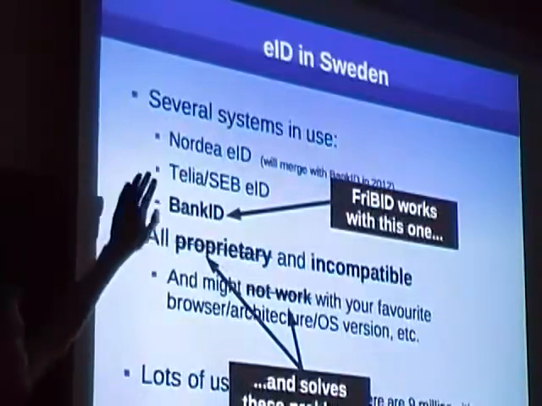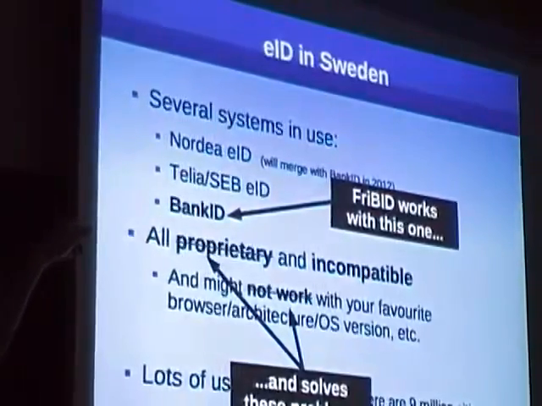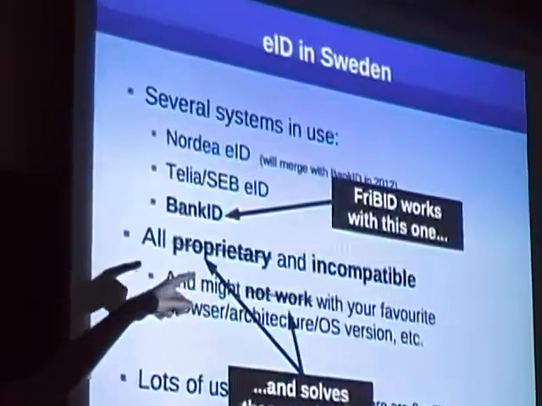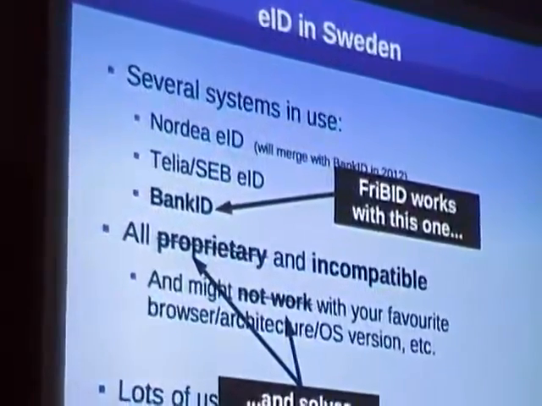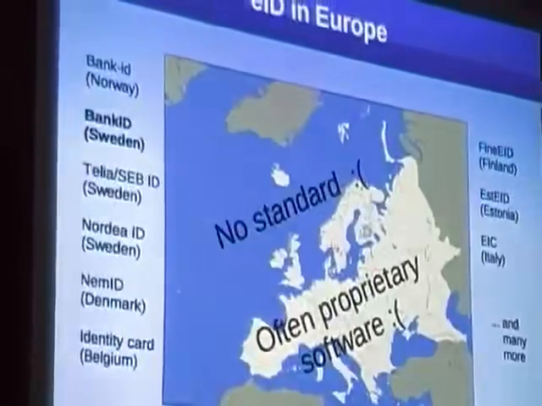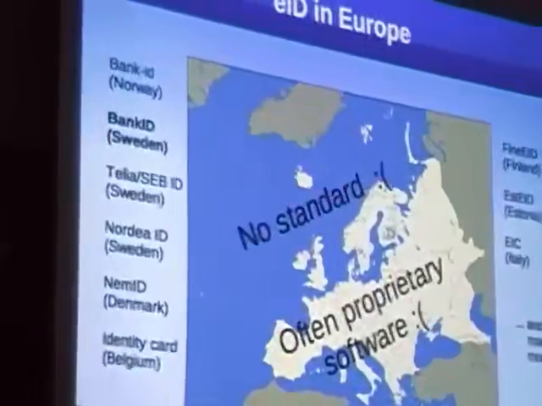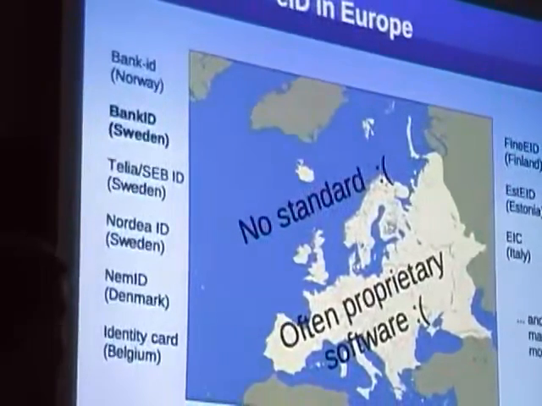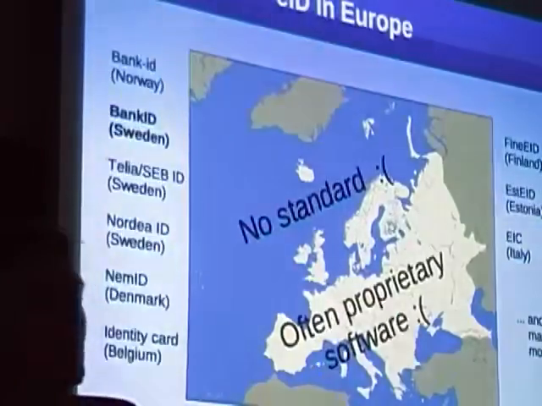Okay, so we have 3 different eID systems in Sweden. Fribid, which is a free software project that I'm involved in, implements the Telia Guiden system and solves this problem as well. Okay, so this list is also not exhaustive. There are much more systems in Europe, and many of them are proprietary. We have a lot of work to do, we could say.